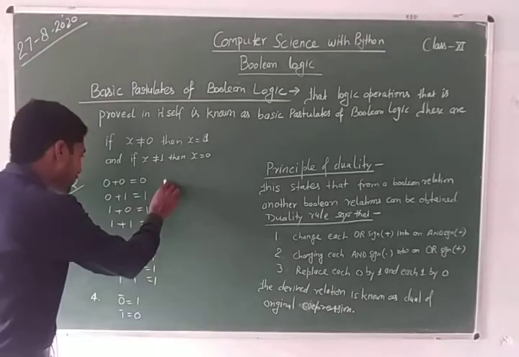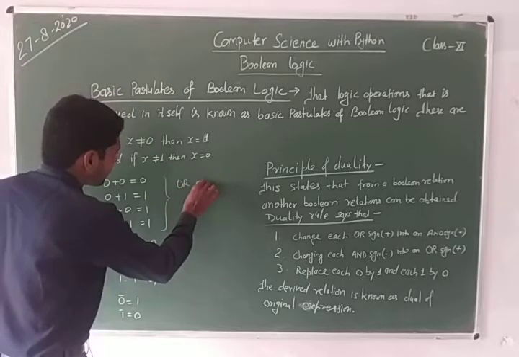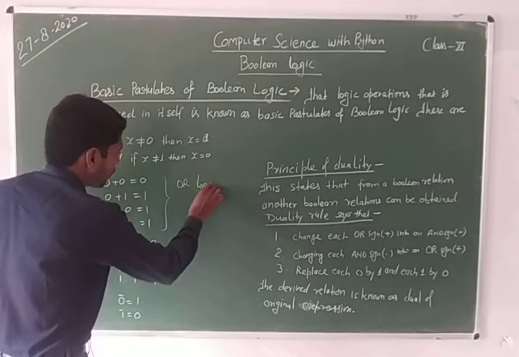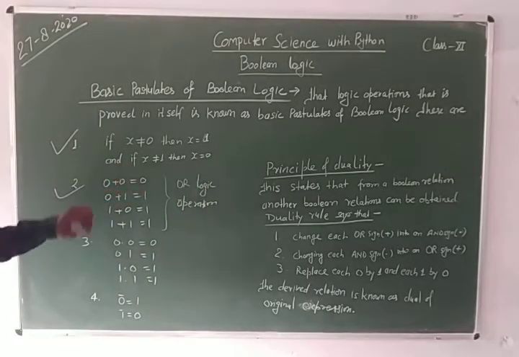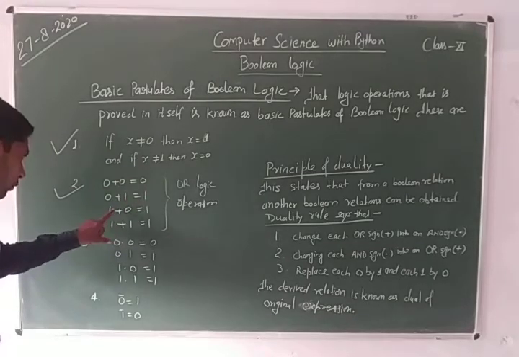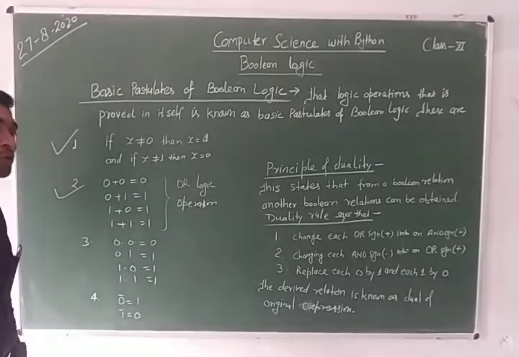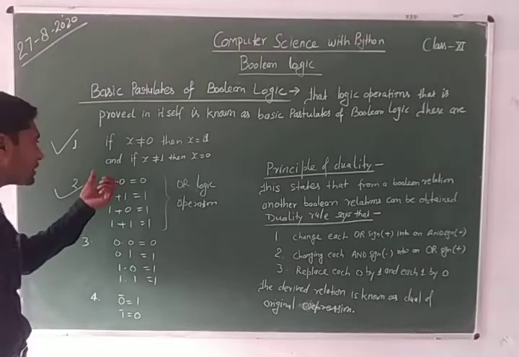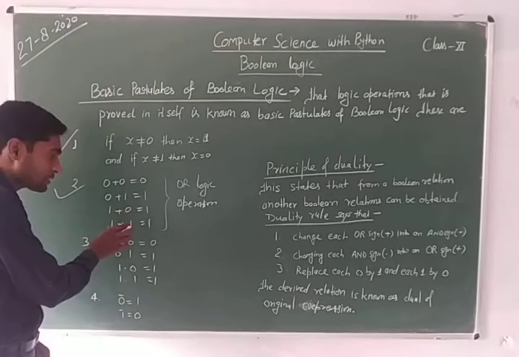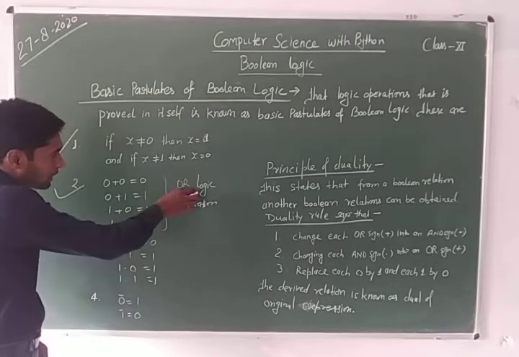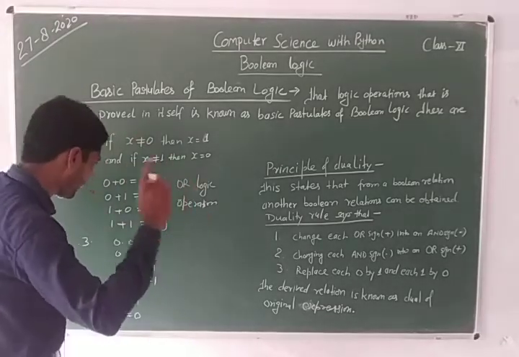This rule is related with the OR logic operation. 0 plus 0 is equal to 0, 0 plus 1 is equal to 1, 1 plus 0 is equal to 1, 1 plus 1 is equal to 1. Here 0 and 1 are the falseness and truthness. It means 0 means absence of signal and 1 means presence of signal. If there is presence of signal in the two terminals, then while ORing those two terminals, we will also get a presence of signal, I mean 1.